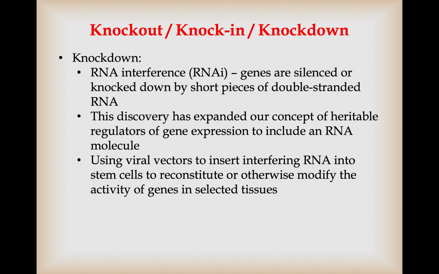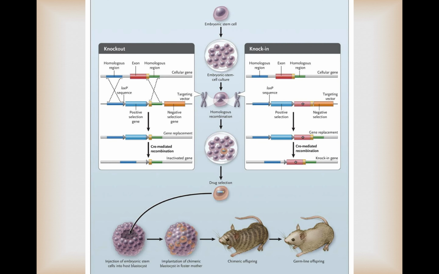Now, using this method, most of the time viral vectors are used, because we know that some viruses have RNA as a genome. So insertion of interfering RNA into the stem cells is done using a virus as a vehicle to deliver for reconstitution. Or sometimes, if you are not using viral vectors, you can just modify the activity of the genes in selected tissues. In this diagram, this is actually on the differences between knockout and knock-in.